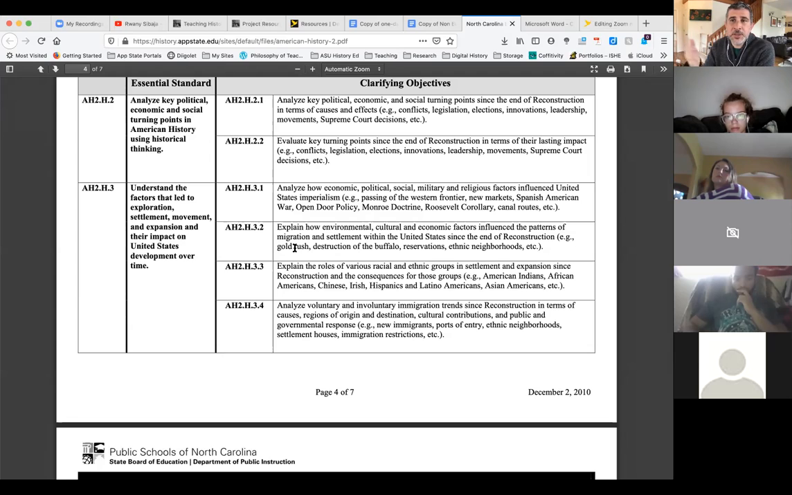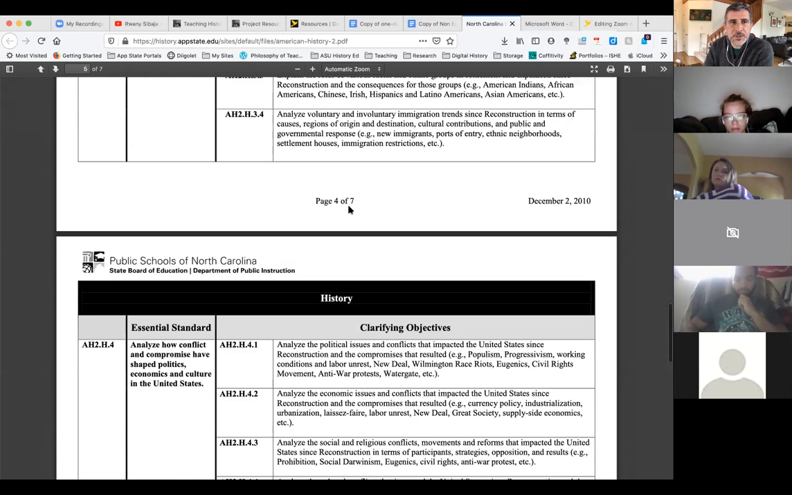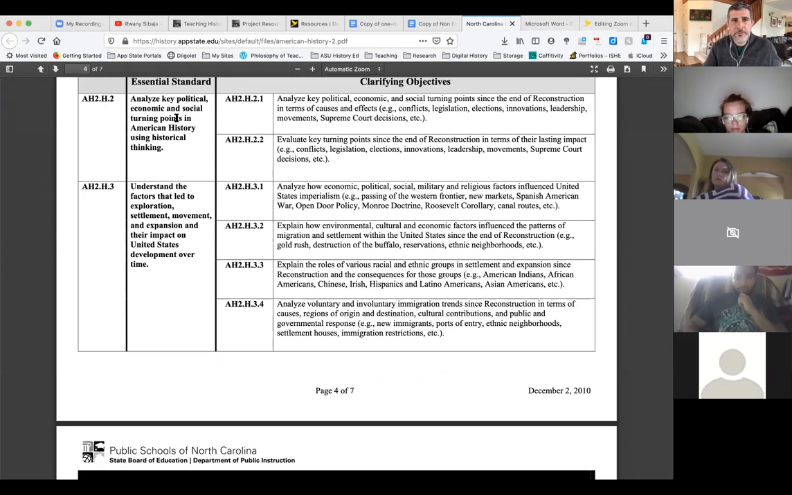If you look at American History 1, the standards are exactly the same, but instead of saying since the end of Reconstruction, it'll say up to Reconstruction. But the standards are pretty much the same. It's the World History one that looks different. So you want to look at these standards, and the one here is kind of broad, and then the clarifying objectives get to very specific elements of them.